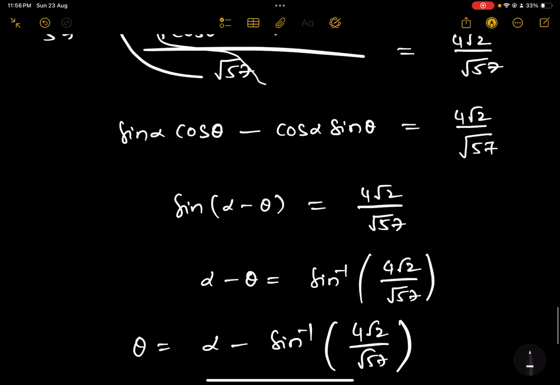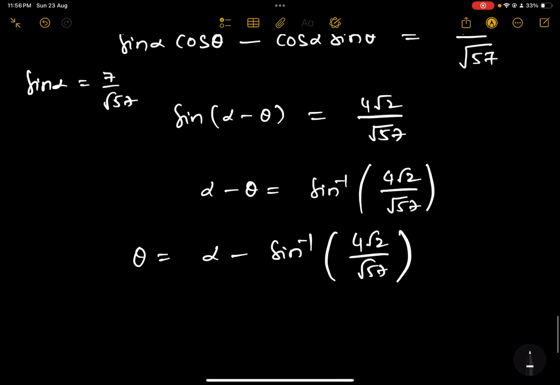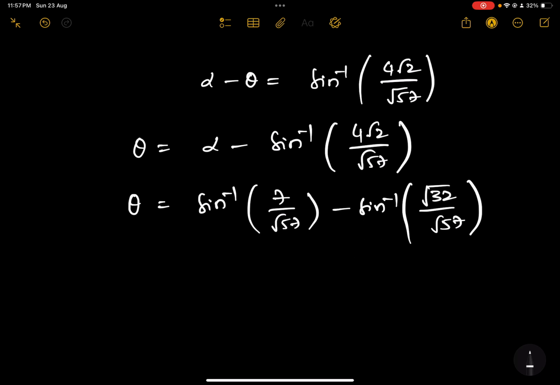Alright, but we have to find out what alpha is. So we know sine alpha from here as 7 upon root 57. So alpha is equals to sine inverse of 7 upon root 57. So theta is equal to sine inverse 7 upon root 57 minus sine inverse of root 32 upon root 57. This is what we have. So this is an angle theta.